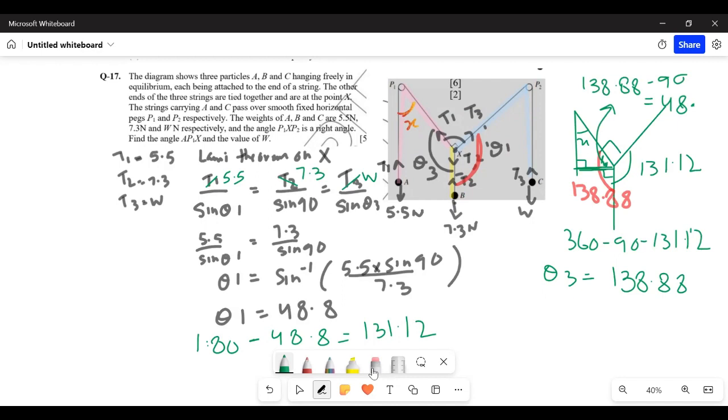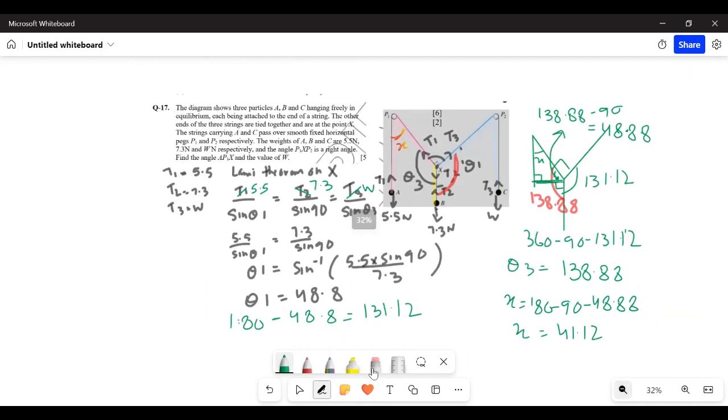Okay, so now we can find X from 180 minus 90 minus 48.88। तो क्या आता है रिक्वायर्ड एंगल? 41.12.